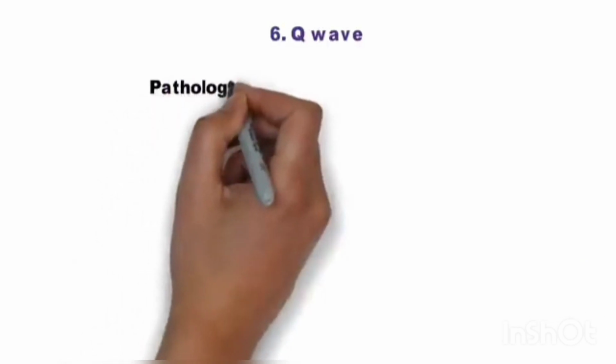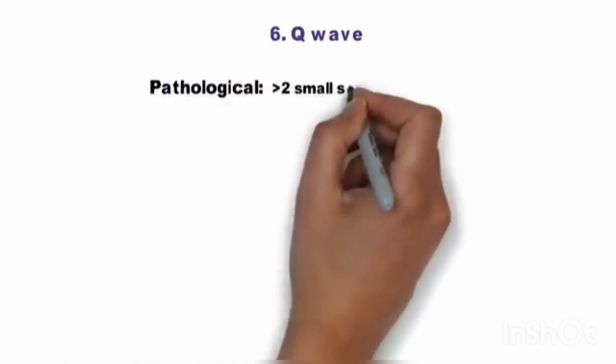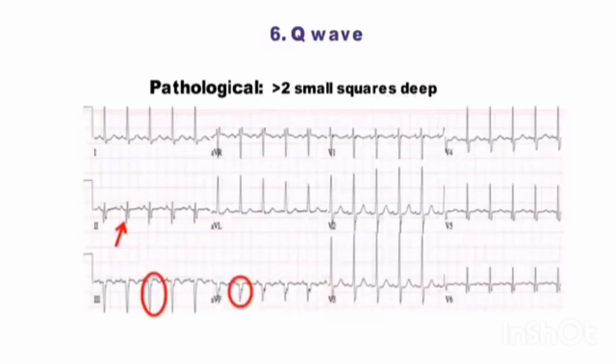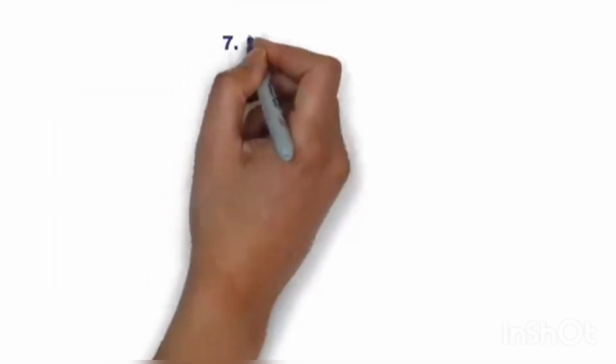Step 6 is Q wave. It is called pathological if more than 2 small squares deep and usually indicates current or past MI. As you can see, there are deep Q waves in inferior leads 2, 3 and AVF. So this is the ECG of an old inferior wall MI.